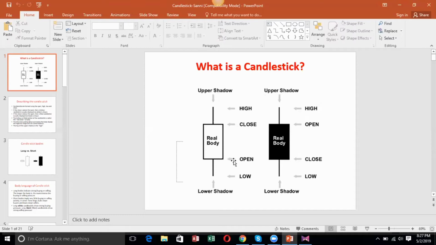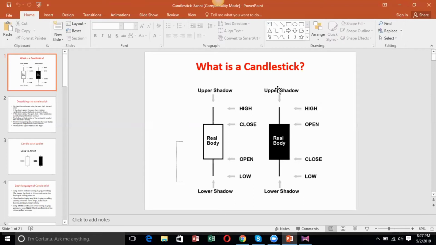You can see it here. I said the close is higher than the open. Or you can as well say that the open is lower than the close. We are still saying the same thing. In a bullish candle, the open is lower than the close. Are we following?